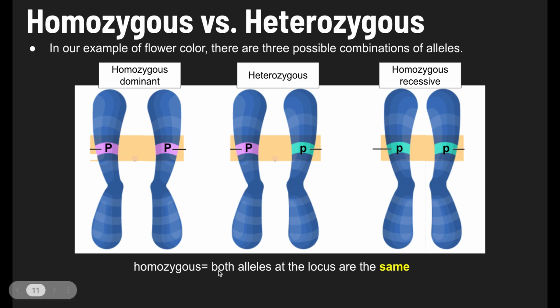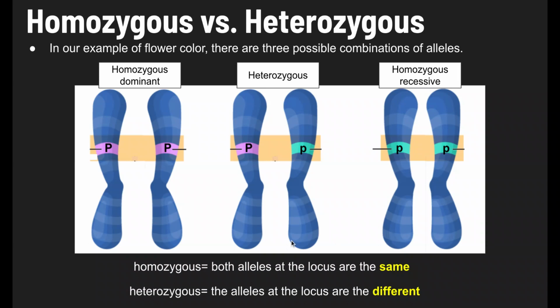Homozygous, that word homozygous just means both alleles at that locus are the same. So this one's homozygous because both of these are the same. This one is homozygous because both of these are the same. Heterozygous means that the alleles at that locus are different. So you have one dominant, one recessive, a big P and a little p. So those are the three possible combinations of alleles for flower color.